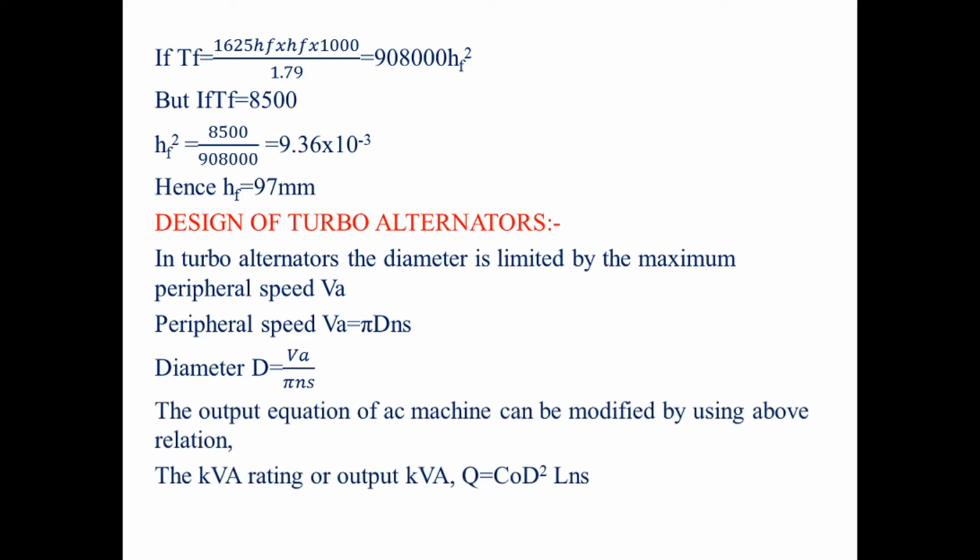The output equation of this AC machine can be modified using this relation. The kVA rating or output kVA is given by Q is equal to C naught into D square L into Ns, where C naught is 11 into BAV into AC into kWs into 10 to the power minus 3. BAV is the specific magnetic loading, AC is the specific electrical loading, and kWs is the stator winding factor.